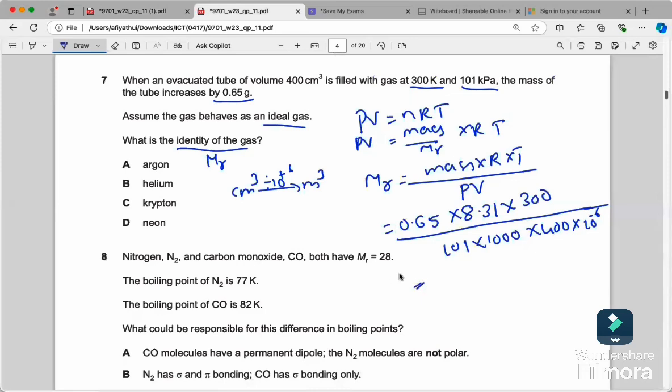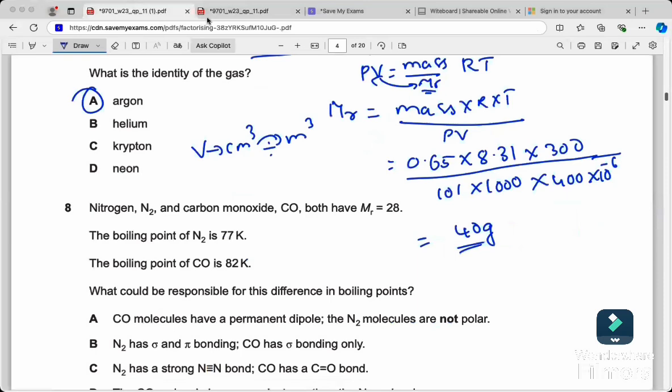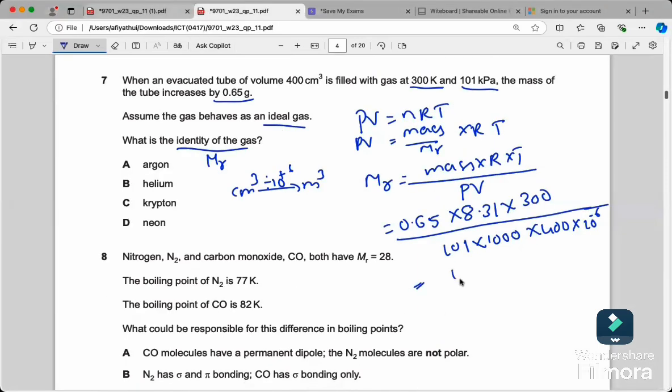So you will get your answer as 40 grams, okay? So in the periodic table, if you check for the 40 grams, the option should be A.